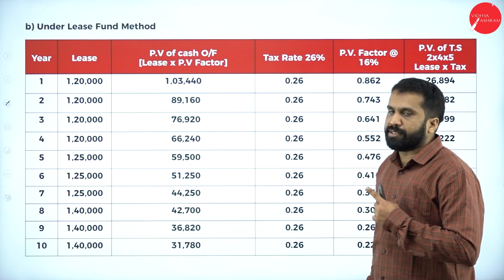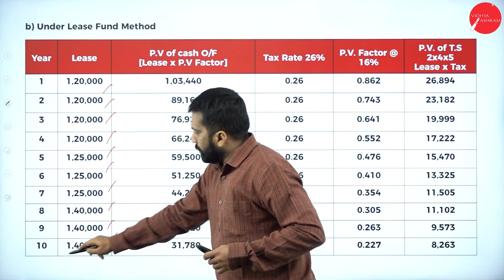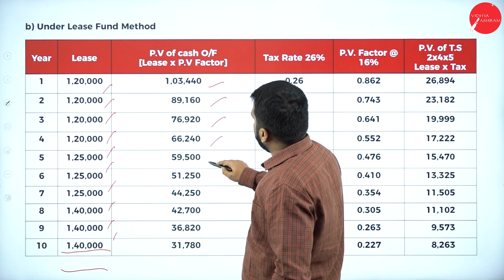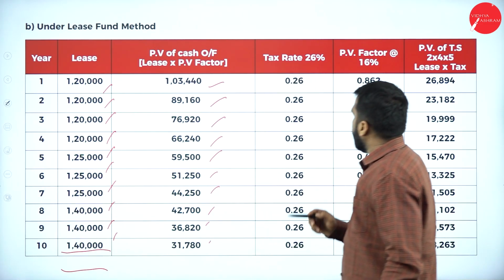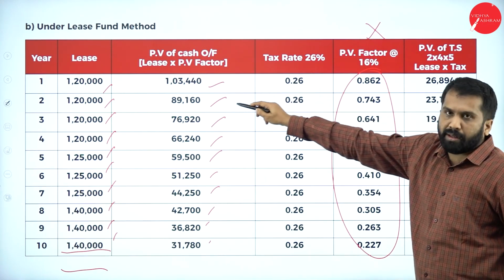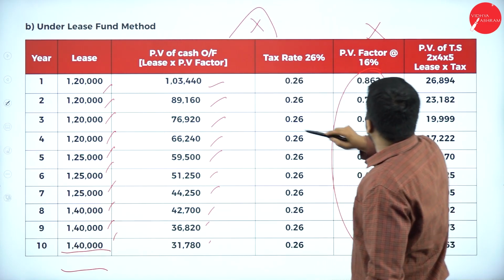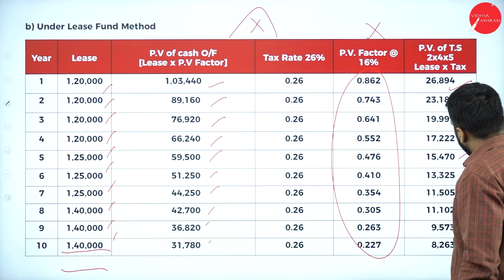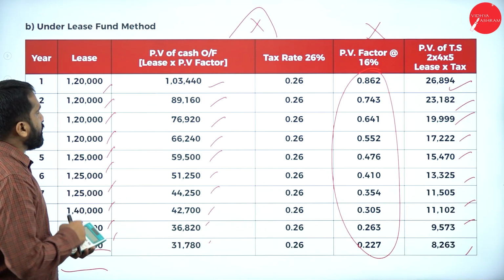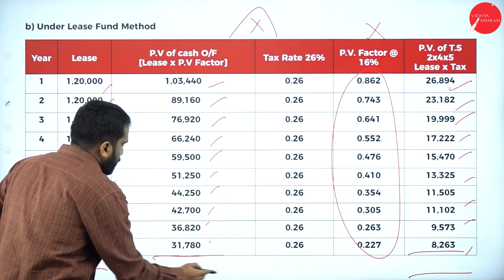What about your borrowed lease fund? Every year you are paying lease. Yes, these are your lease. After that, lease multiplied with PV factor. After that, multiply with your tax. This is not required because it is already calculated. Then your tax multiplied with this, you will get 26, 23. These are your answers. So now I'll take the total of this, the total of this one and the total of this one.